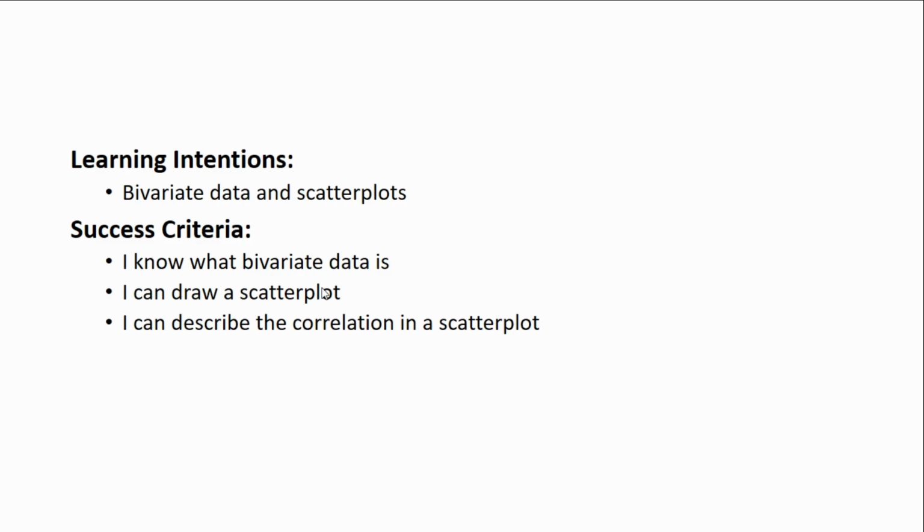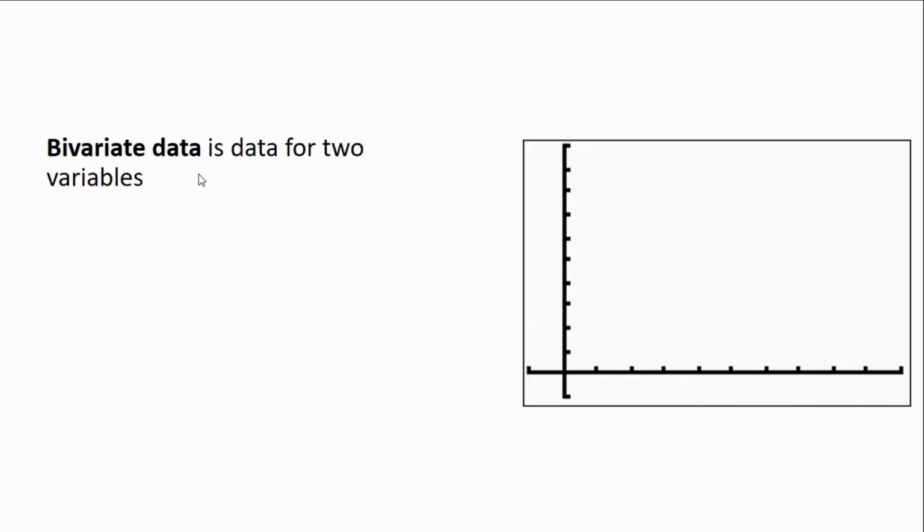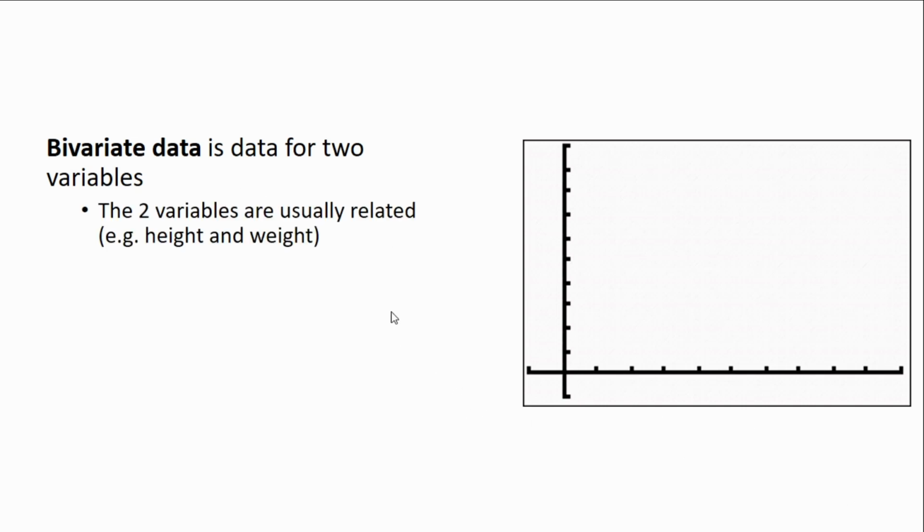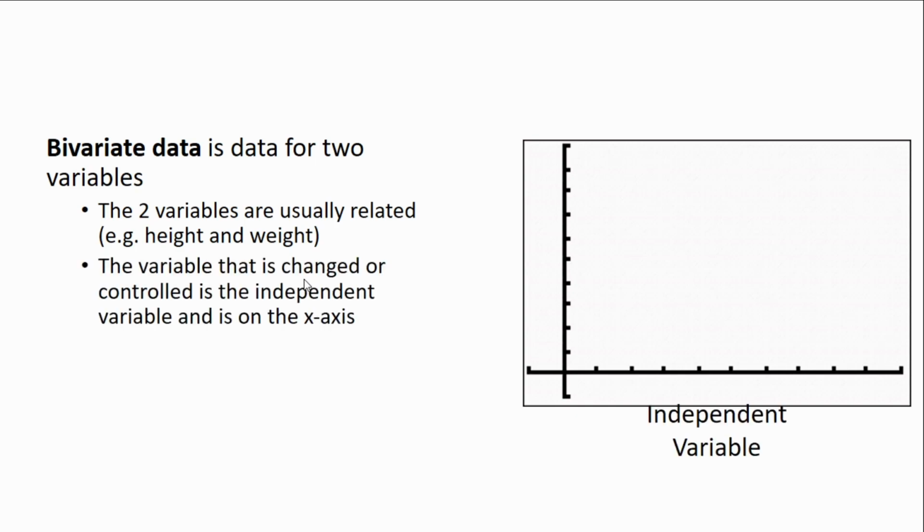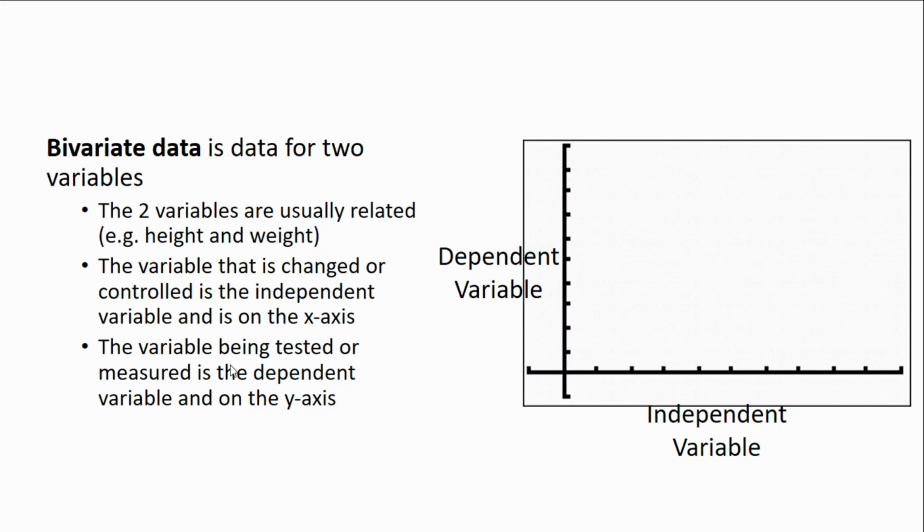Alright, so starting off with what bivariate data is. Bivariate data is just data for two variables. These two variables are usually related, such as height and weight. The variable that is changed or controlled, also known as the independent variable, is on the x-axis, so going from left to right. The other variable, the dependent variable, the one being tested or measured, is on the y-axis, as you can see there.